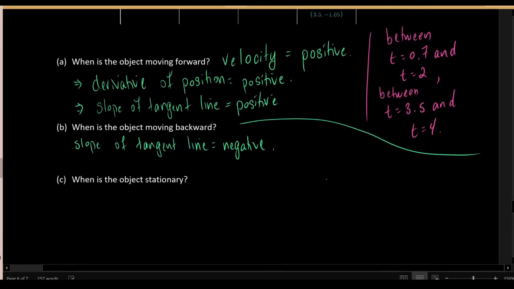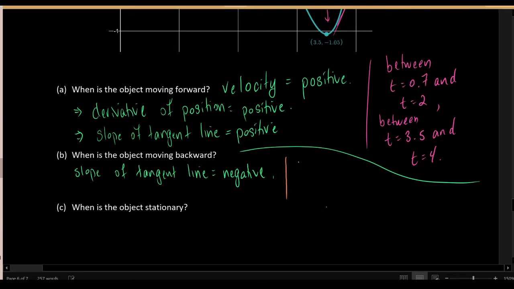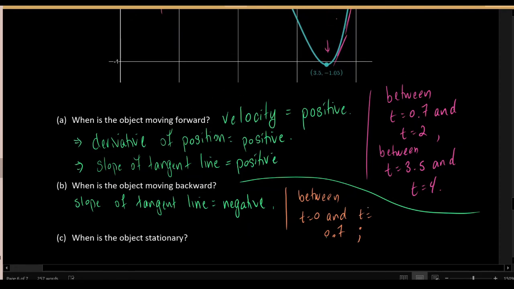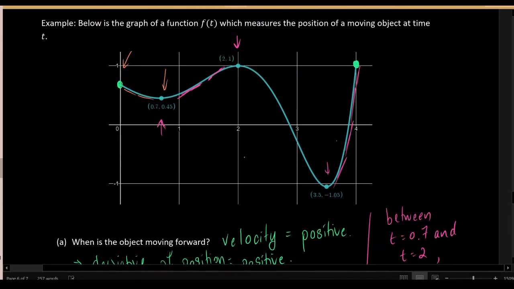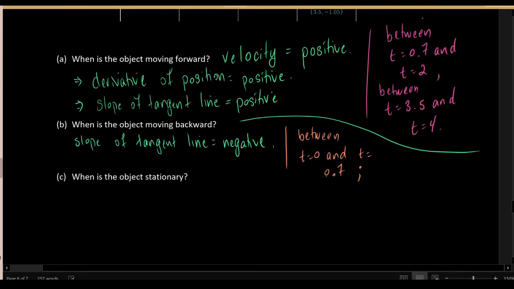So I could say between t equals 0 and t equals 0.7, that would be one time interval where the slope of the tangent line is negative and therefore the object is moving backward. Likewise, over here between the point at 2 and the point at 3.5, once again, any tangent line I draw in this location will have a downward tilt, and therefore the velocity will be negative at those locations, and the object will be moving in the backward direction.